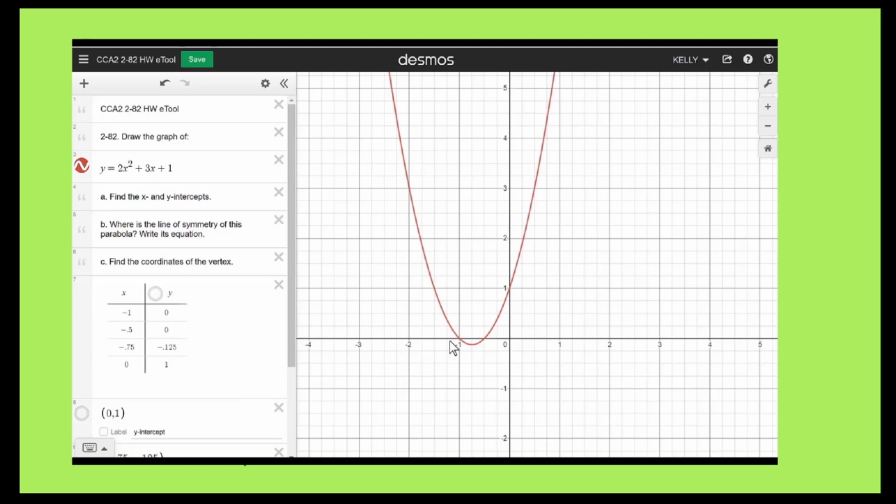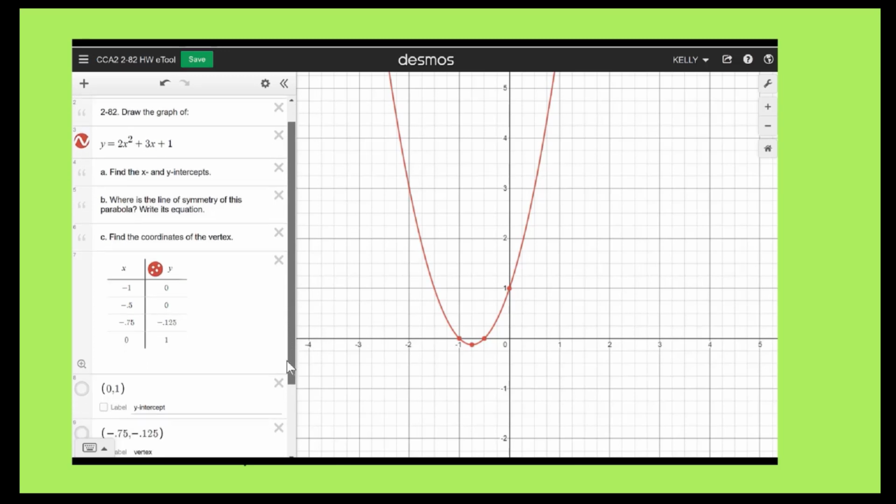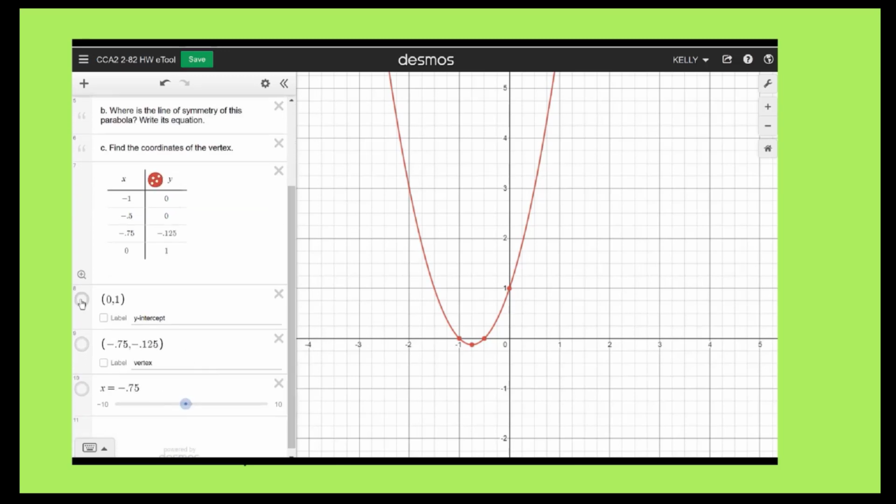So if I come down here, this is one of the x-intercepts and this is the other. We also have our vertex down here at -0.75, -0.125. And we have our y-intercept at 0, 1. So I've got all these points plotted, okay? And 0, 1 is our y-intercept, so I'm going to go ahead and put the label on that.